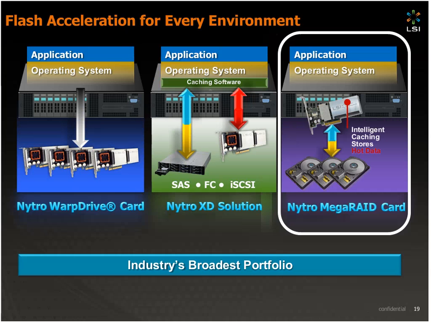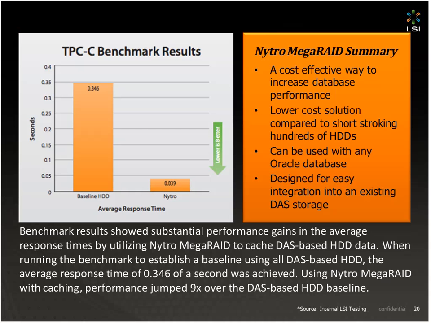The third area that we can provide benefit in is using Nitro MegaRAID. And Nitro MegaRAID, we've sold hundreds of millions of MegaRAID cards over the last 20 years. And Nitro MegaRAID is a very cost-effective way to increase database performance, because now the MegaRAID cards have onboard cache.